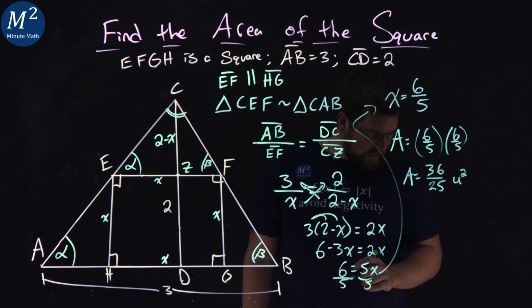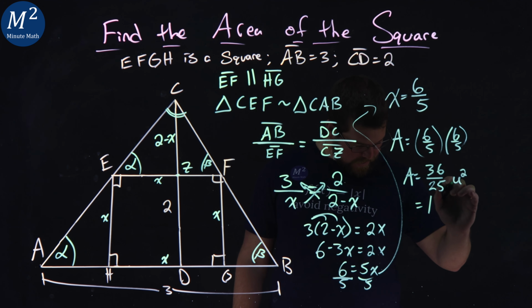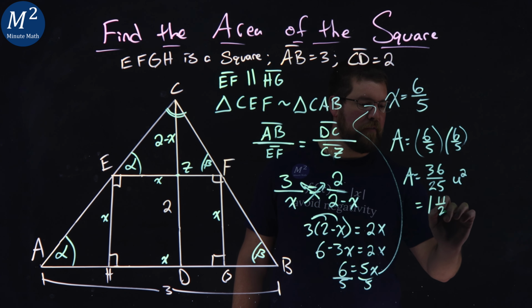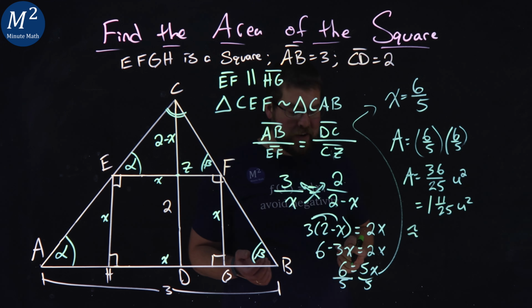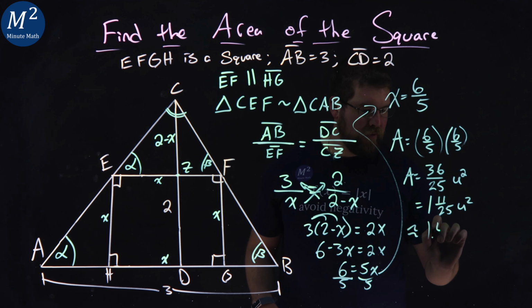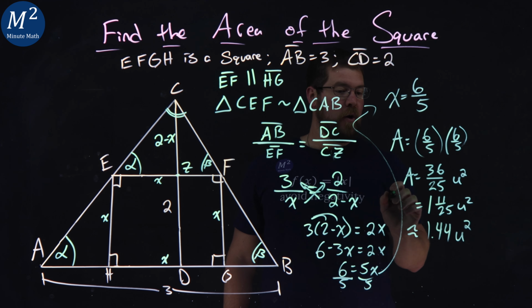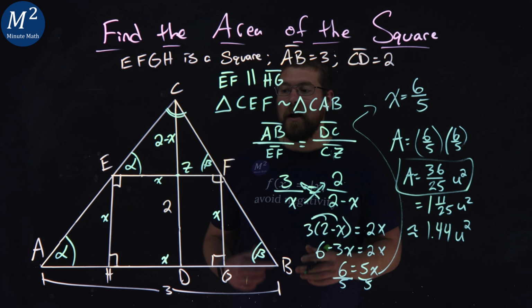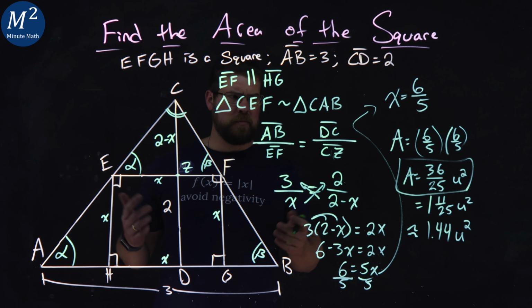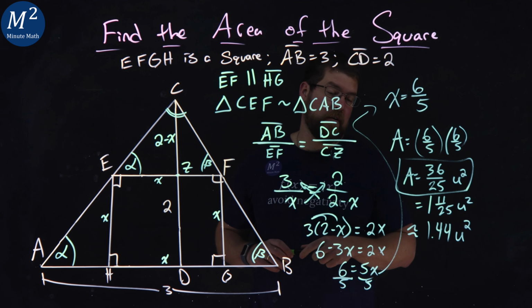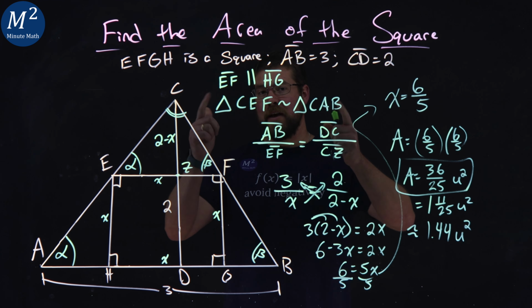Or as a mixed number, we have 1 and 11/25 units squared. Or as a decimal, if we want all the different options, it's 1.44 units squared. Either way, we got the area of our inner square, which isn't too bad to find: 36/25 units squared. Was that the answer that you got?